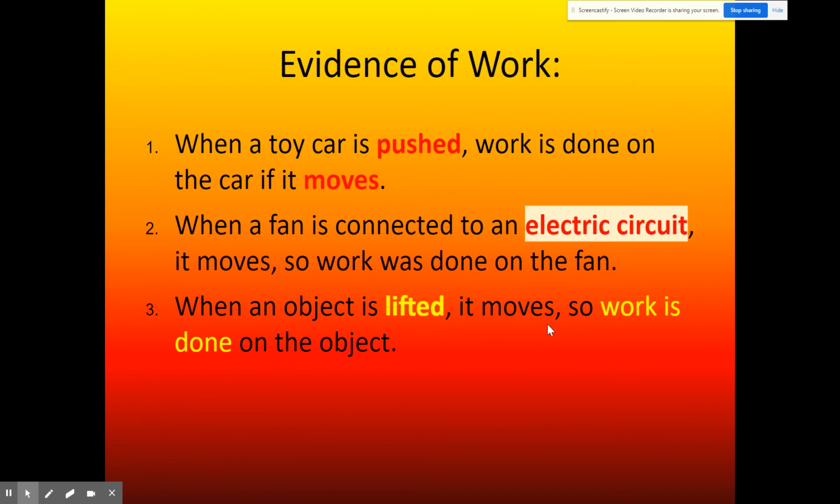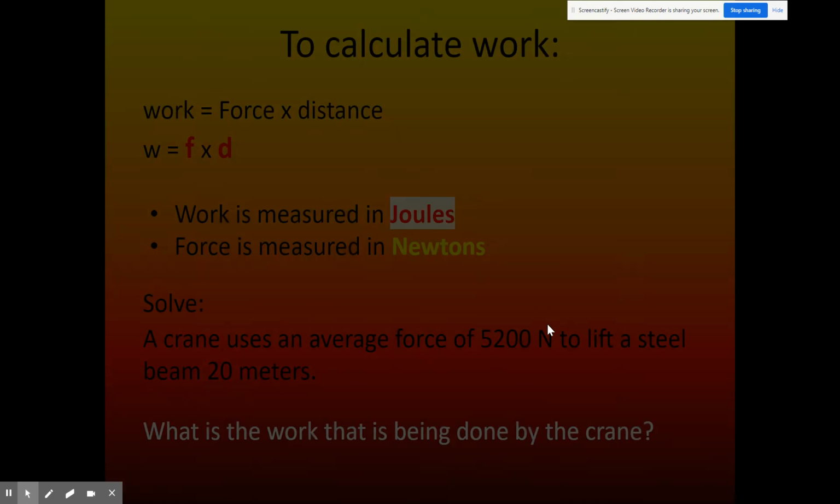Anyway, so we can see evidence of work in the following situations. If you have a toy car and you push that toy car and it moves in the direction that you pushed it, that means work has been done. If you take a fan connected to a battery and place it in an electric circuit and it moves, then work was done on the fan. It's applying a force and then movement happening as a result of that force. When an object is lifted, it moves, work was done on that object.